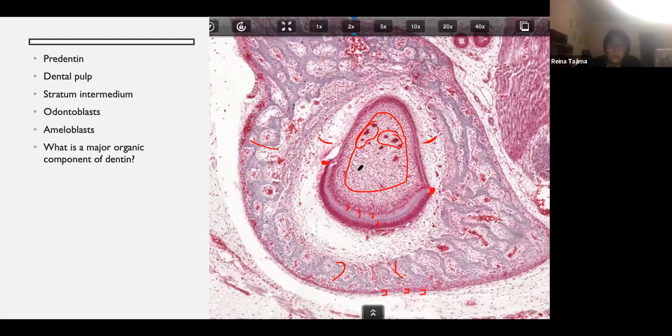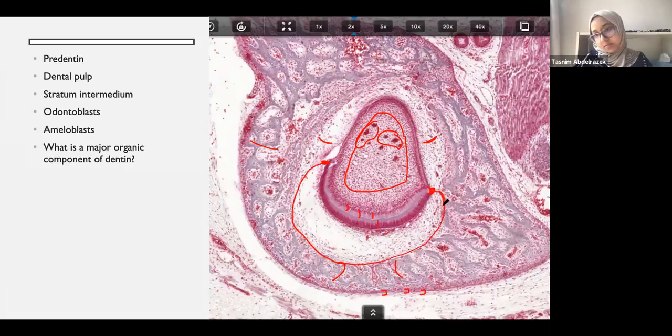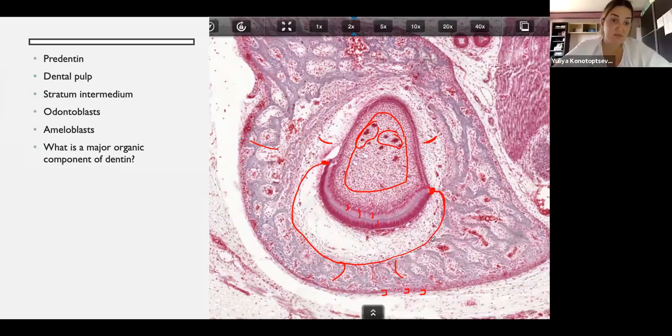The cervical loop. That means that what should have been here? The outer enamel epithelium. Do we see it? No, it's lost. We don't see the outer enamel epithelium.